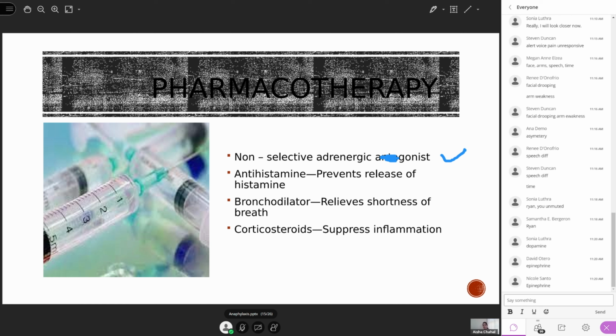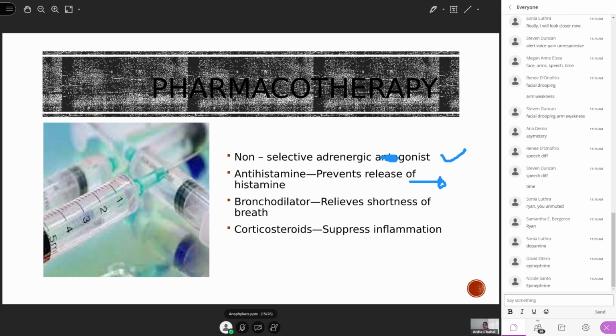Antihistamine, it prevents release of histamine. Histamine is the main culprit. It prevents its release. And the drug under this that we're gonna do is Benadryl, okay? Benadryl. These are the 2 drugs that we're gonna do. And PowerPoint is sufficient because I did put all the prototype intervention information in the PowerPoint.